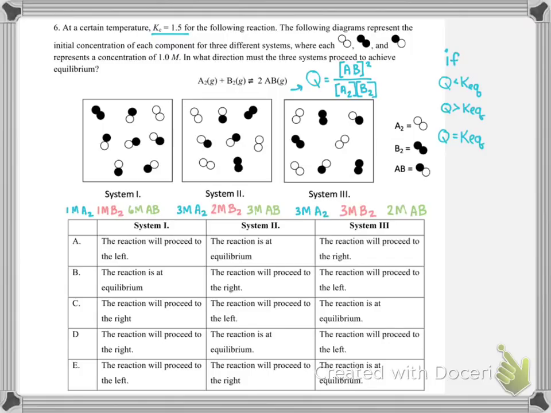So if we do that and we find that our Q is less than KEQ, that would mean we have too many reactants. We need to make more products. So we're going to shift to the right, toward products. If our Q is greater than KEQ, that means we have too many products. Remember, it's products over reactants. And so this would need to shift to the left. And if Q is equal to KEQ, then it's already at equilibrium, and there will be no shift.